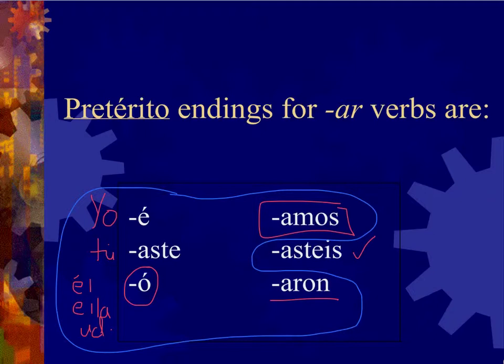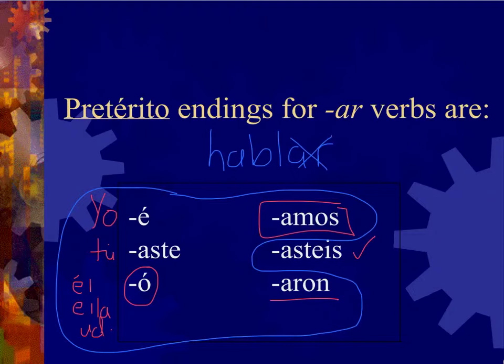So let's do hablar together. Okay, you would take the ending off. Yo hablé. Tú hablaste. Él, ella, usted habló. Notice that you have to put the stress on the O. Habló. Nosotros hablamos. It sounds identical to present tense. Y ellos, ellas, ustedes hablaron.